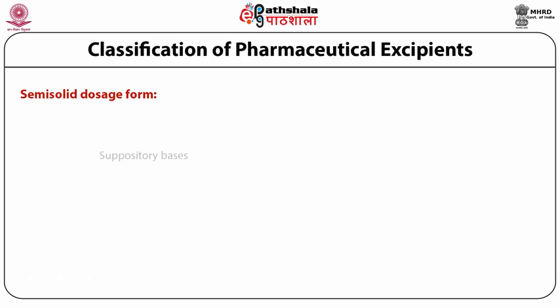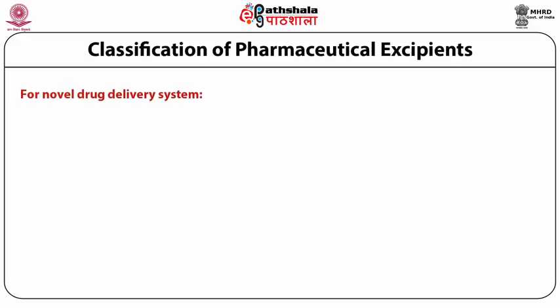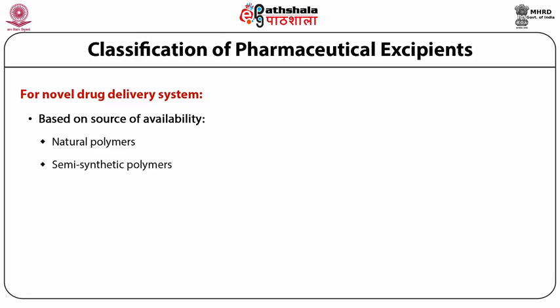In case of suppository bases, fatty or oleaginous bases can be incorporated, water soluble bases can be incorporated, as well as hydrogels also form a part of suppository bases. For novel drug delivery systems, the excipients are classified on the basis of different parameters. The first basis is the source of availability. Under this category, natural polymers, semi-synthetic polymers, and synthetic polymers are included.